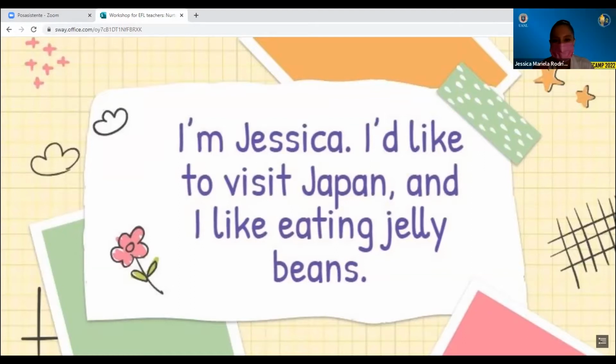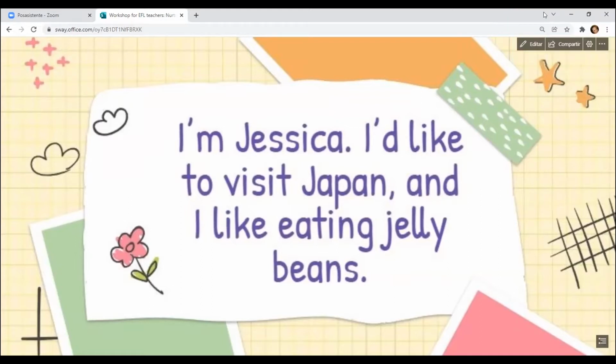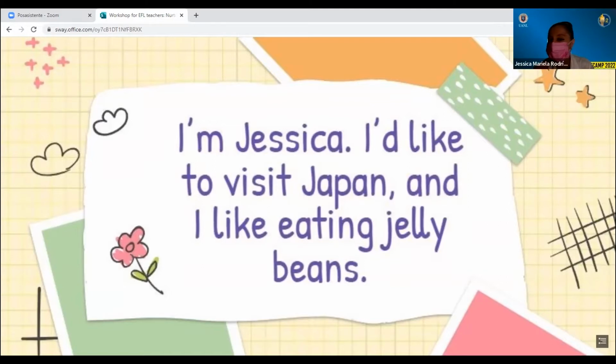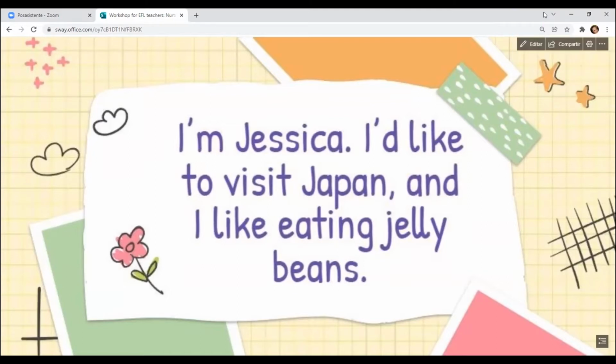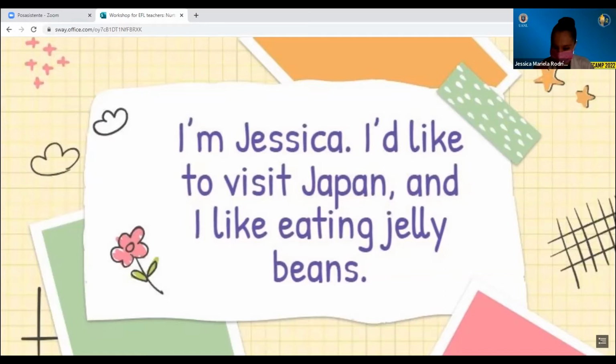Think of a place. It doesn't have to be a country. It can be a city, state. Okay. I like to visit a state from Mexico, maybe. Let me think. I like to visit... well, Nuevo León. Okay, very good.